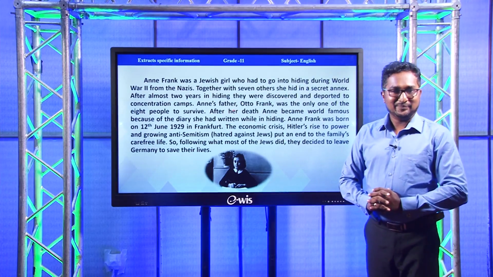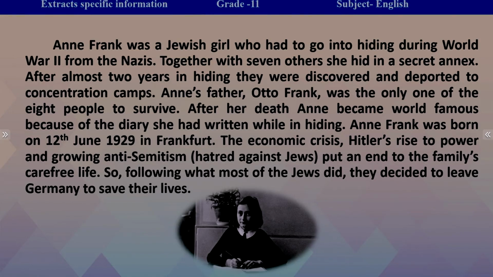Shall you read it? Anne Frank was a Jewish girl who had gone into hiding during World War II from the Nazis. Together with 7 others, she hid in a secret annex. After almost 2 years in hiding, they were discovered and deported to concentration camps. Anne's father, Otto Frank, was the only one of the 8 people to survive. After her death, Anne became world famous because of the diary she had written while in hiding.